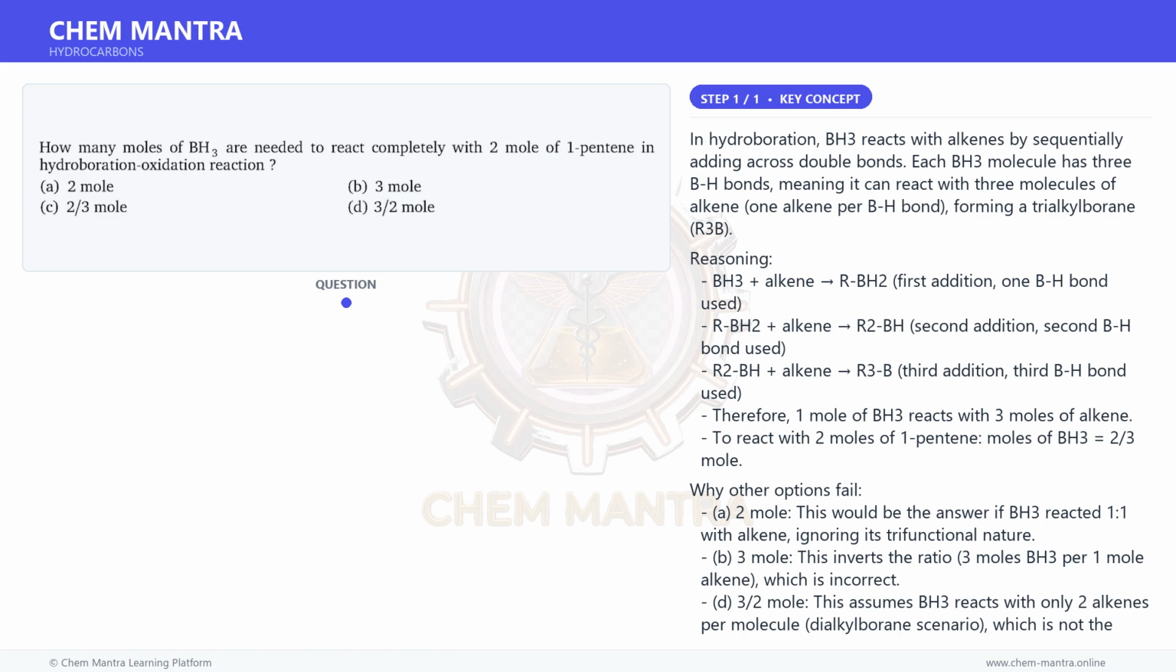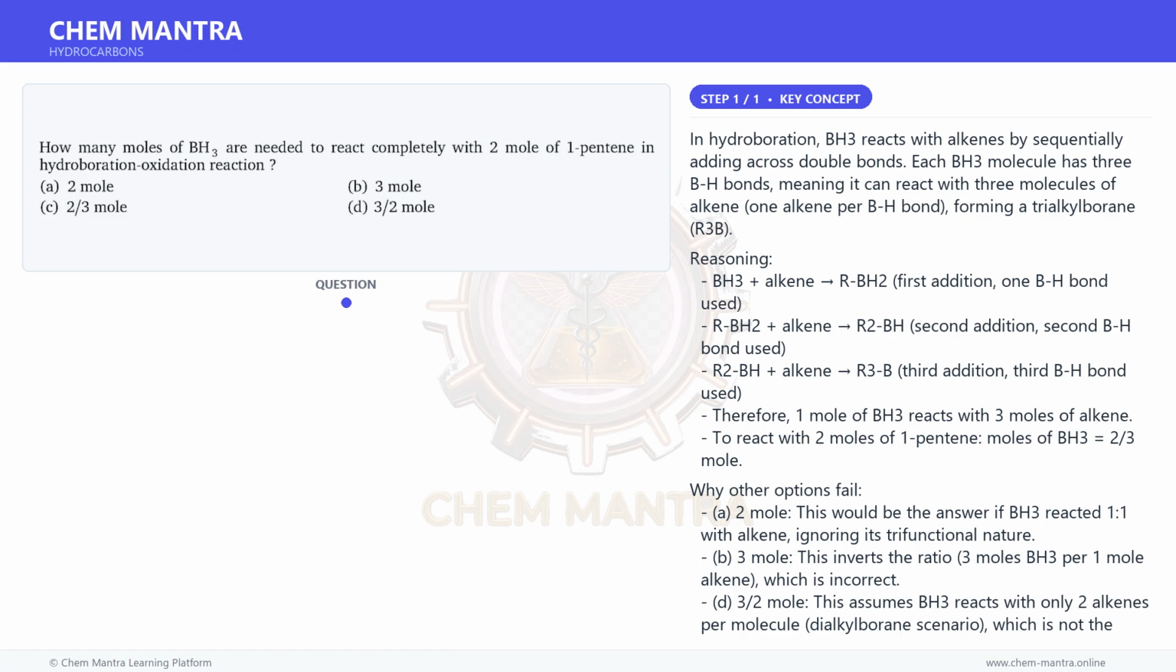To react with 2 moles of 1-pentene, moles of BH3 is equal to 2/3 mole. Why other options fail? A. 2 mole. This would be the answer if BH3 reacted 1:1 with alkene, ignoring its trifunctional nature. B. 3 mole. This inverts the ratio, 3 moles BH3 per 1 mole alkene, which is incorrect.